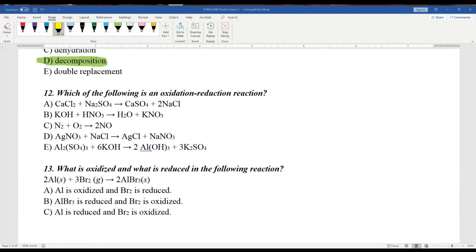What do you think? Did you learn anything about oxidation and reduction? I feel like we did, but I don't remember. Okay. Well, I'll show you the easy way to do oxidation and reduction.